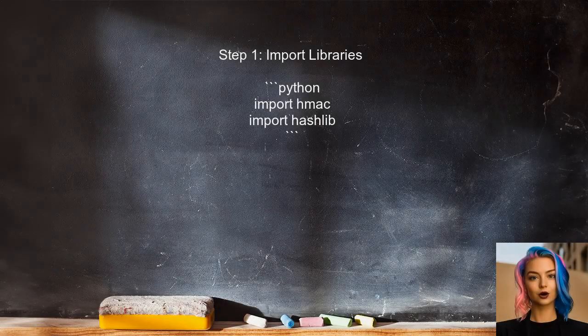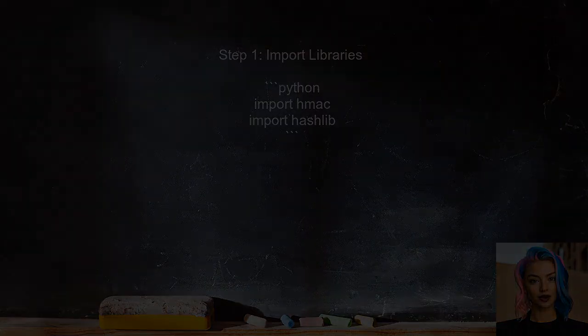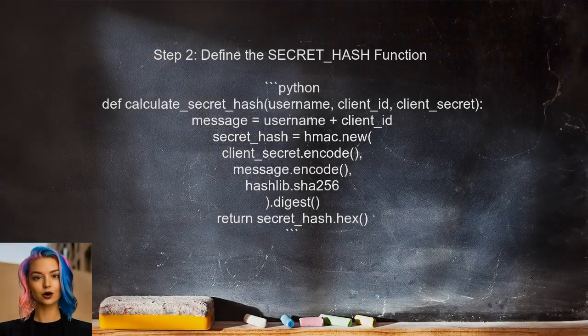To create the secret hash, the user first needs to import the necessary libraries. Specifically, they will need the HMAC and hashlib libraries from Python. Next, the user should define a function to calculate the secret hash. This function will take the username and the app client secret as parameters.